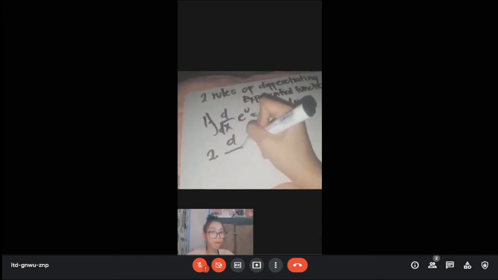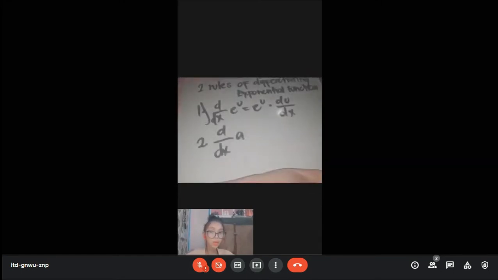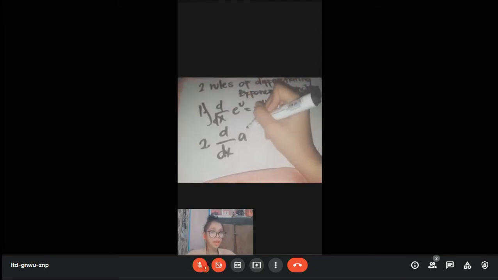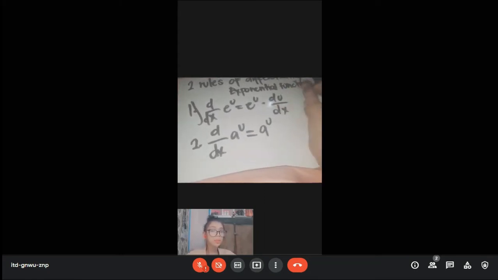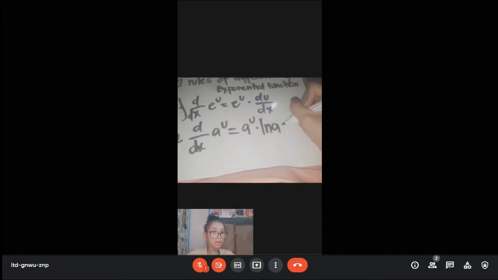So, yung rule number 2 is derivative of a raised to u is equals to copy the given exponential function, which is a raised to u, and then it will multiply to ln a, then multiply sa derivative ng u, so it will become du over dx.